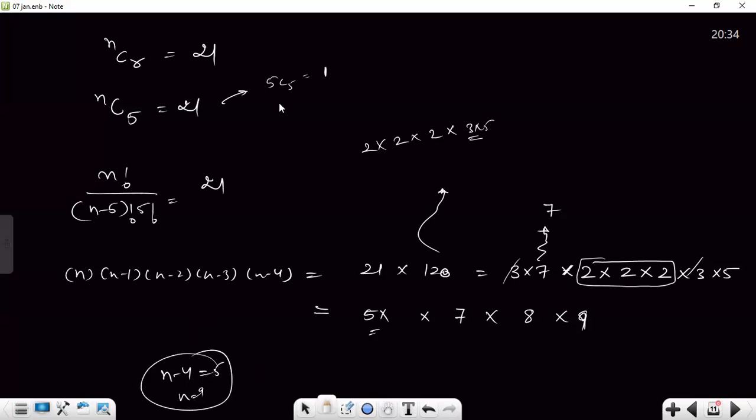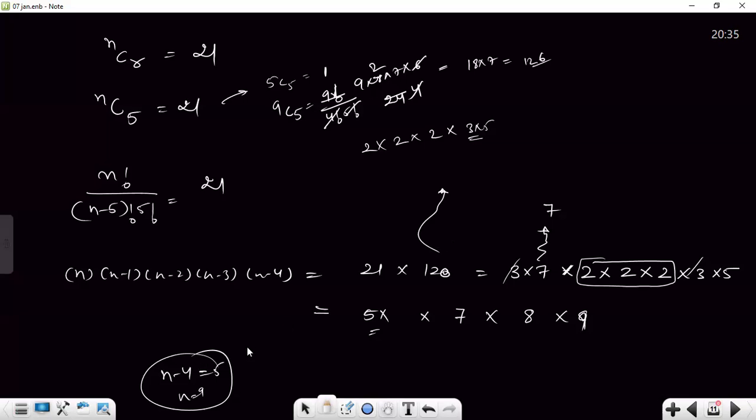We are hitting and trying. So 9C5 is 9 factorial upon 4 factorial into 5 factorial. It will cancel as 9, 8, 7, 6. 4 factorial is basically 24. 6 into 4, this becomes 2. 9 into 2 is 18, 18 into 7 is 126, which is not equal to the right-hand side.